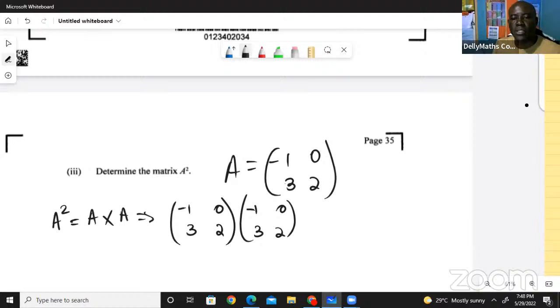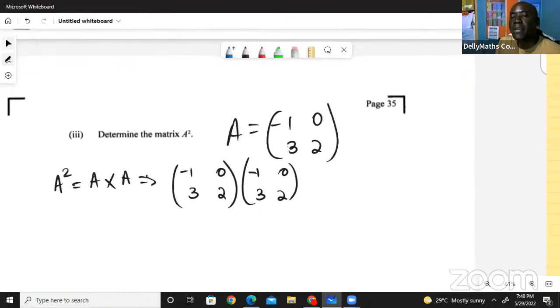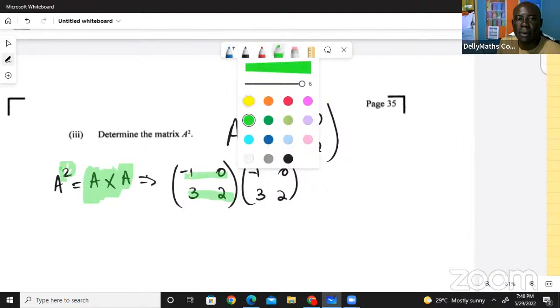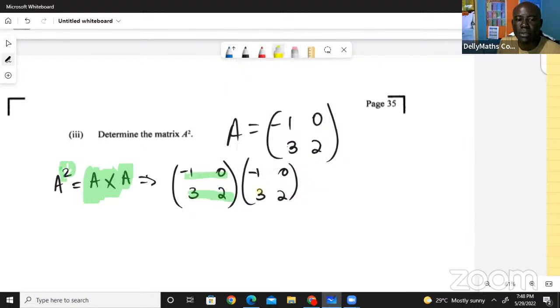One of the problems that we see with these is that people think that they need to square the elements inside. No, it's not about squaring the elements inside. The concept of a square is that the thing is being multiplied by itself. Hence, we're going to have to do that, right? All right, let's go. Row by column again. These are my rows, and I'm going to use them on my columns here.